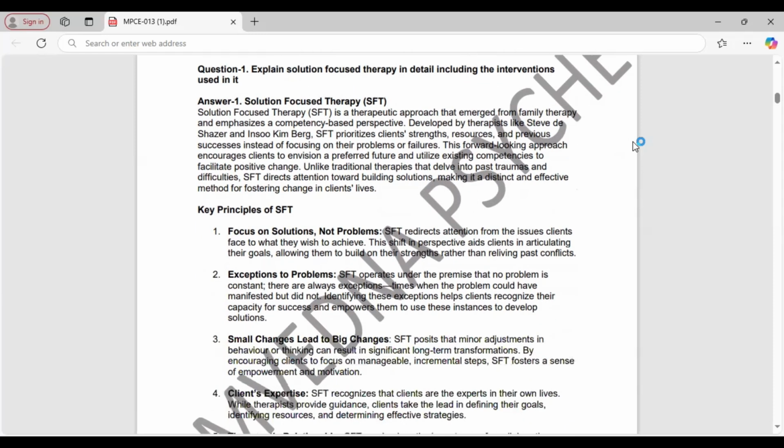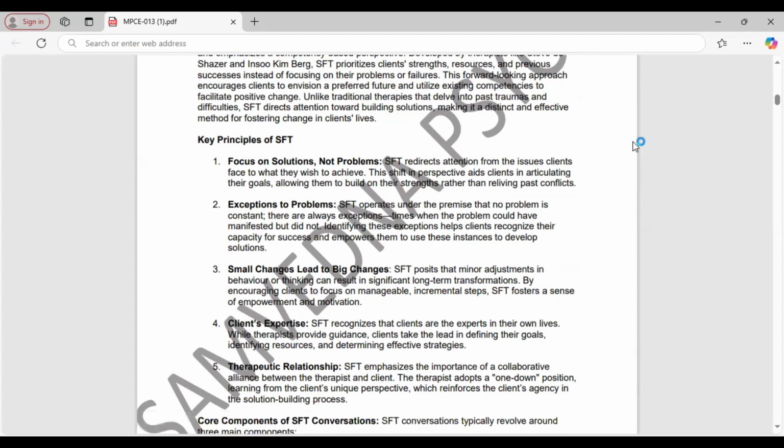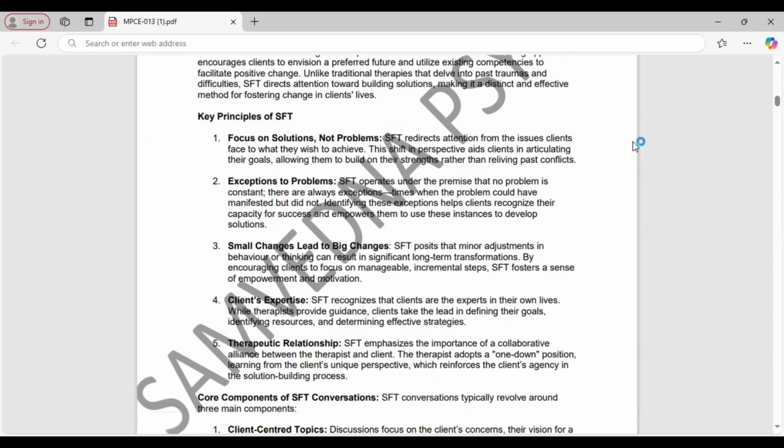Key principles of SFT include focus on solutions, not problems. SFT shifts attention from clients' issues to what they wish to achieve, emphasizing goals and strengths over past conflicts. Exceptions to problems. SFT holds that no problem is constant. There are always exceptions where the issue didn't occur. Identifying these exceptions empowers clients to develop solutions.